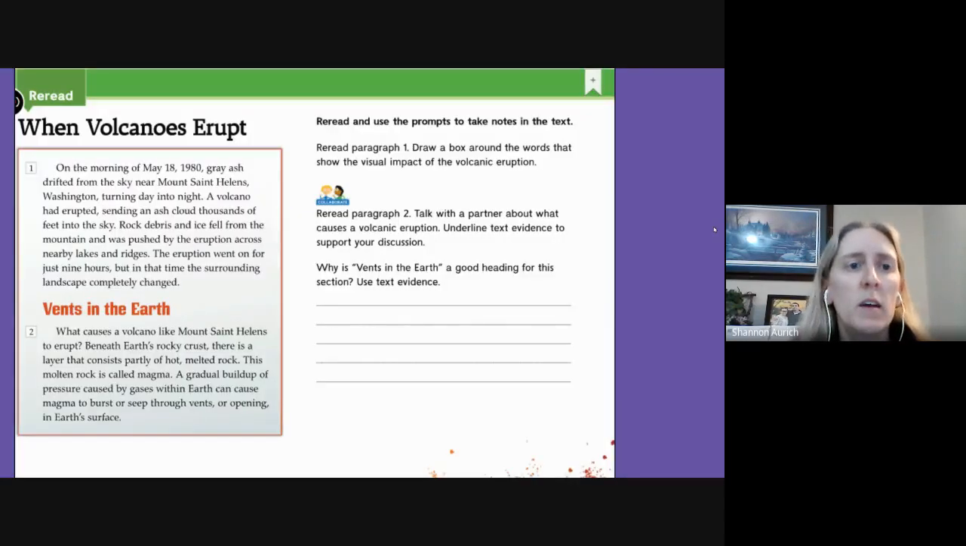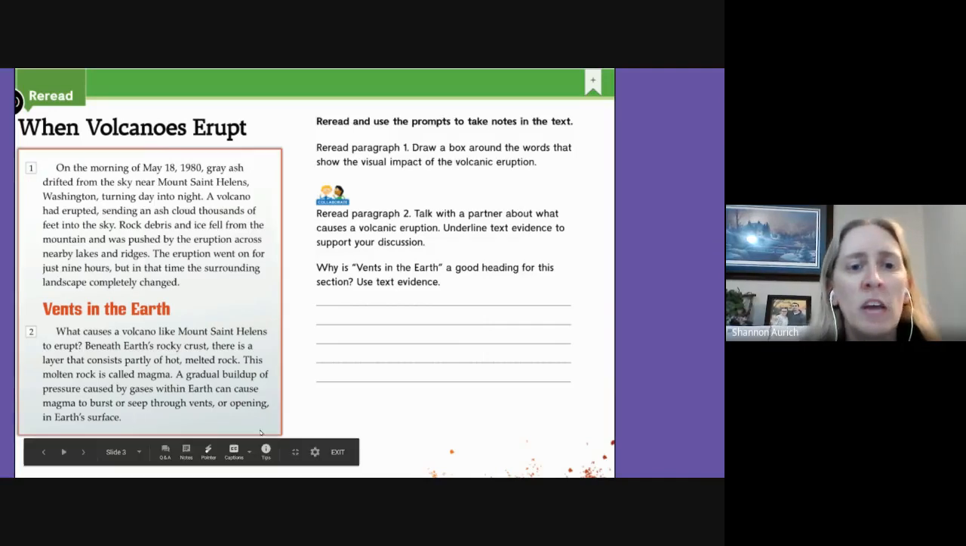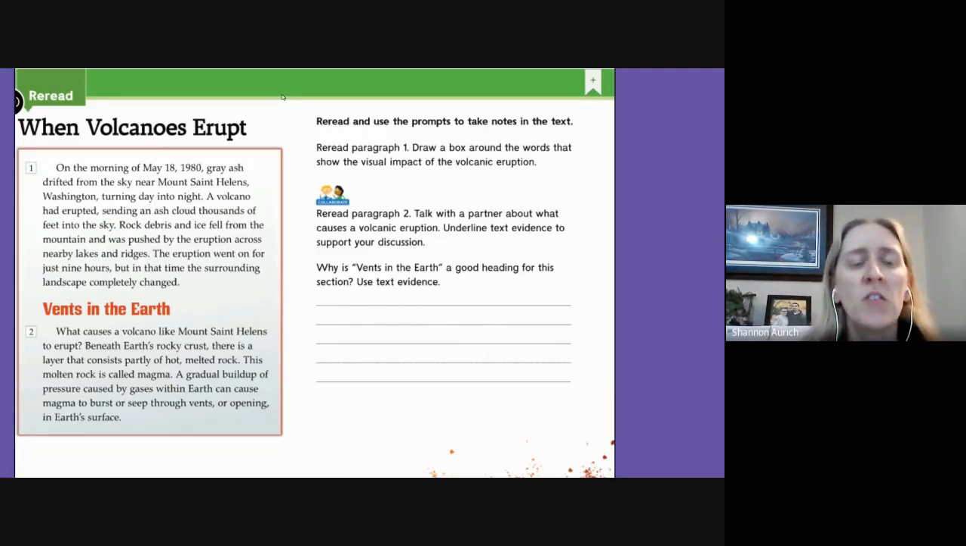All right, here today we have a colored copy, When Volcanoes Erupt. Go ahead right now. I need you to read the box, When Volcanoes Erupt. It is a whopping two paragraphs on your screen. Pause the video while you read those two paragraphs right now. All right, now that you're back, we are going to do a lot of this workbook page together.